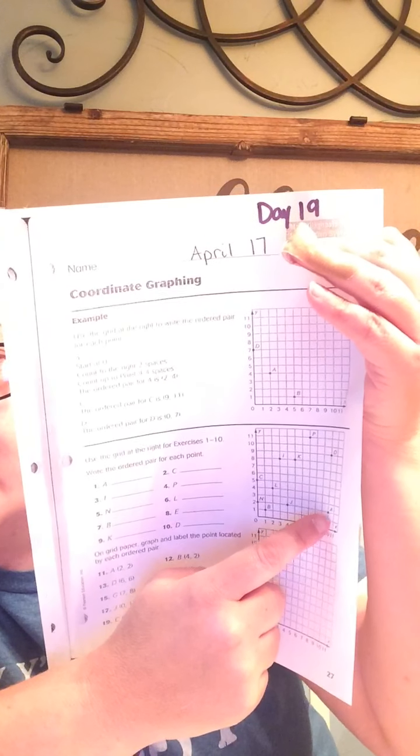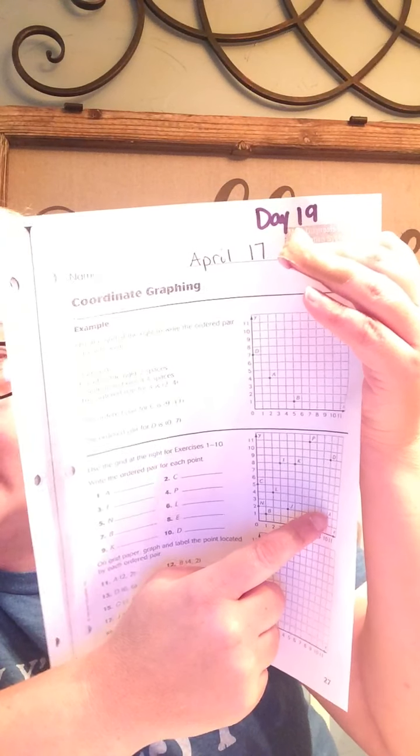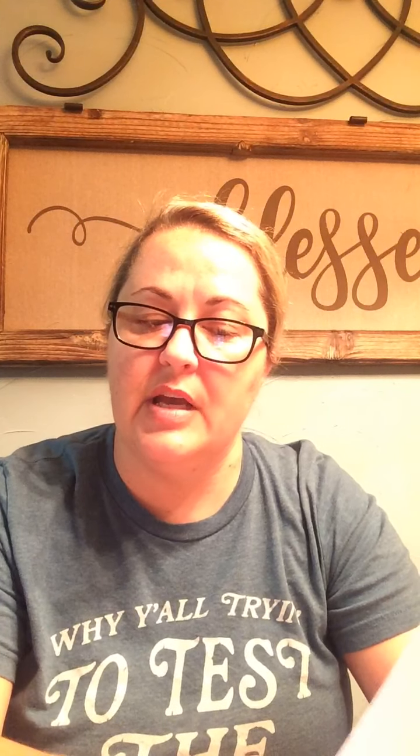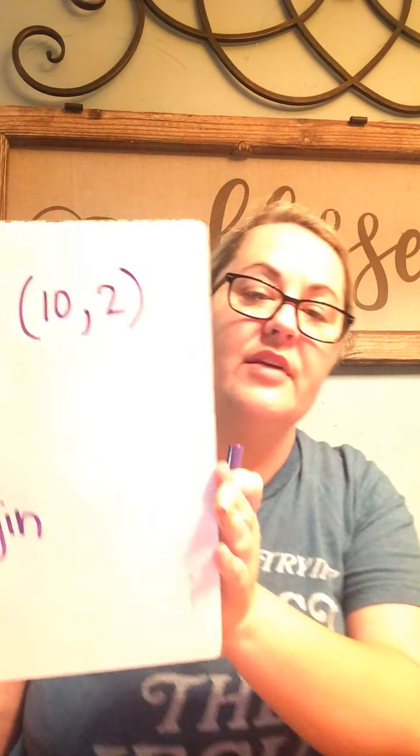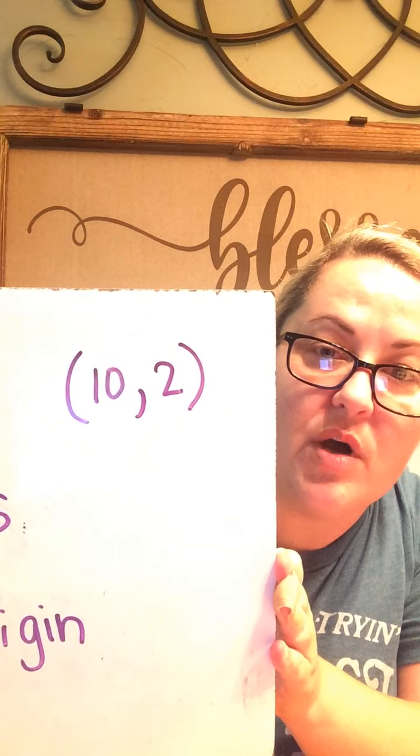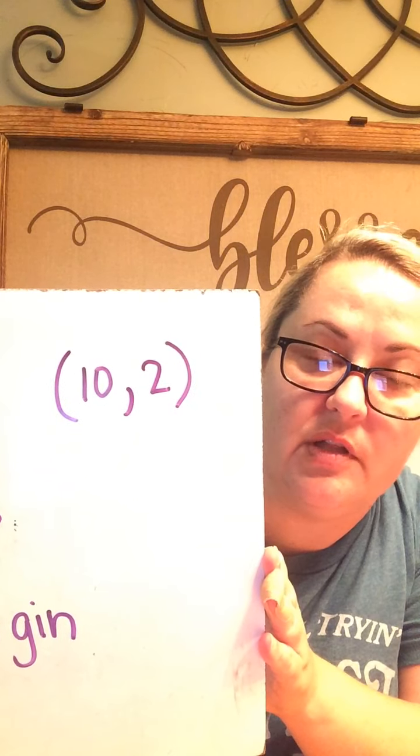And then we're going to take our finger and go up until we touch the dot, and see how far up we went. So on number 1, I would go from 0 all the way to 10, so I'm going to write a 10, and then a comma. And then when I go to A, I go up 2 spaces. So if I wanted to know where A was, this is what my coordinates would look like.